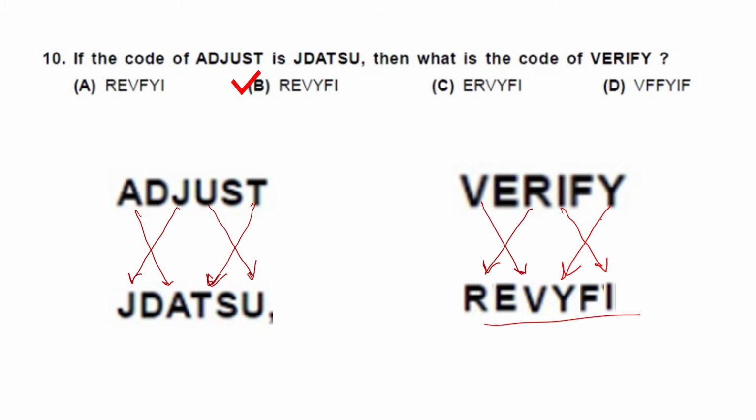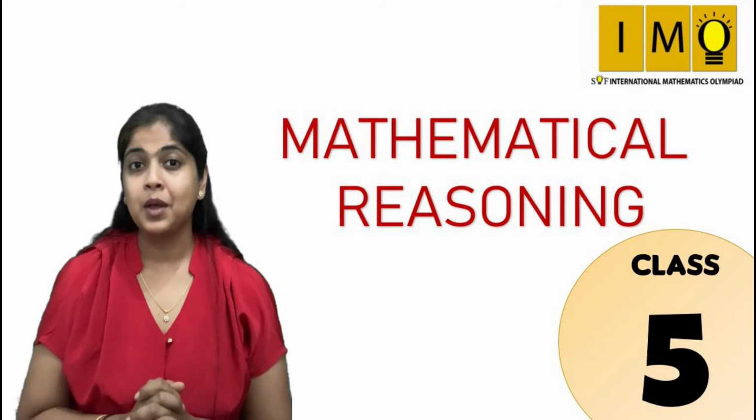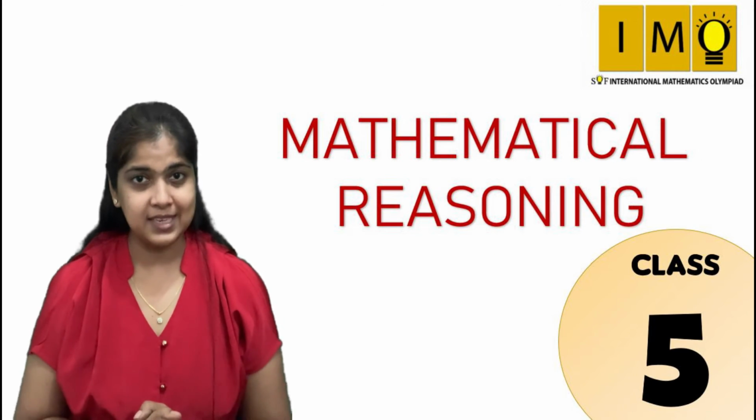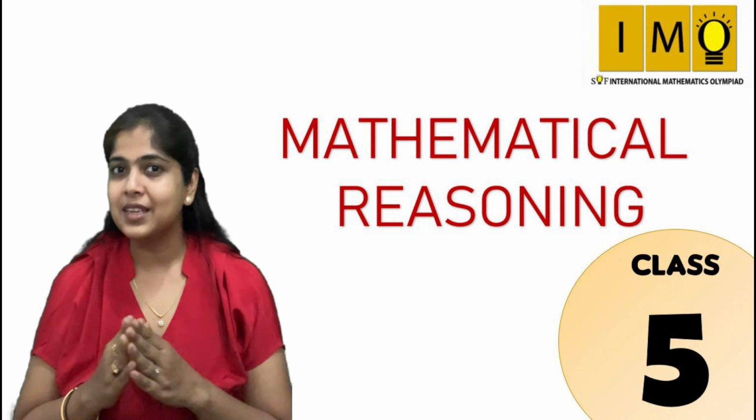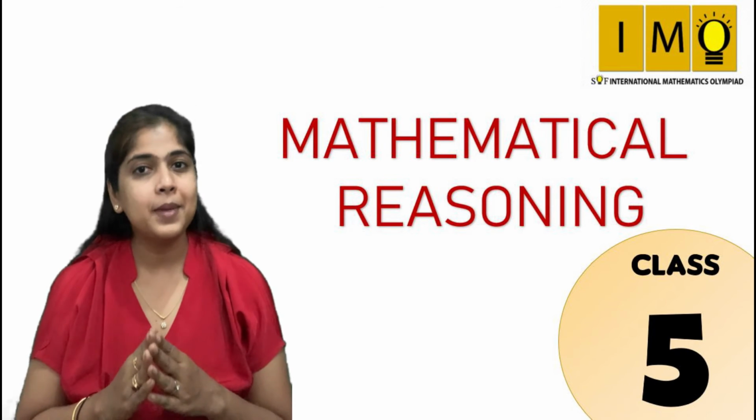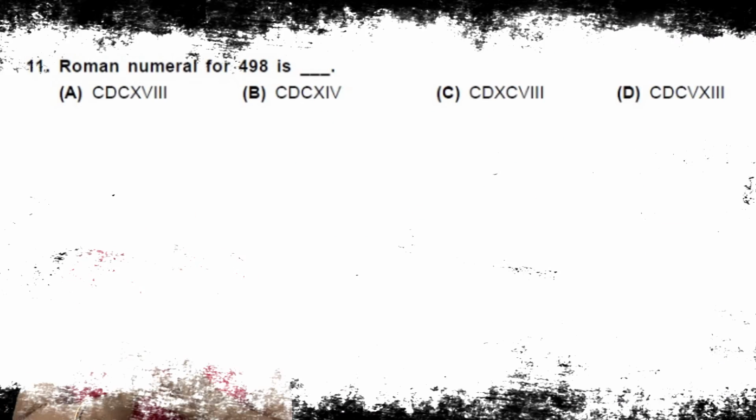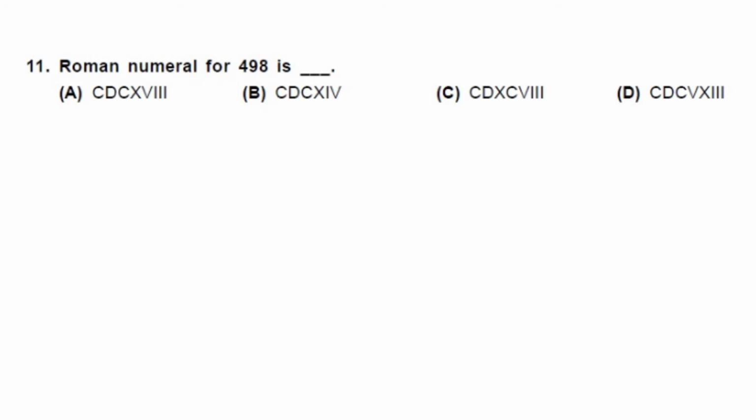So with this, we come to the end of the logical reasoning section. Well, that was the logical reasoning section. Let's head to the next section, which is mathematical reasoning. Here is the first question, which asks us what is the Roman numeral for 498.